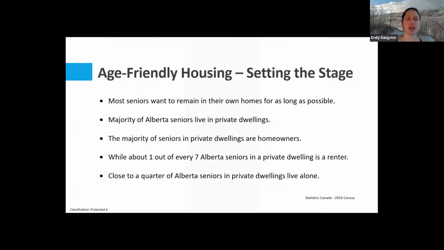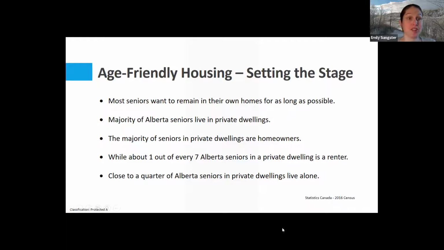So setting the stage for age-friendly housing, we know that the seniors population is very multifaceted and they have diverse living arrangements and housing needs. We also know that as people grow older, their needs and their capabilities can change, and they may experience challenges in finding suitable housing to accommodate those needs. And so that's one of the main reasons why the Alberta Age-Friendly Community of Practice is exploring this topic and trying to share information to support the housing needs of older Albertans.